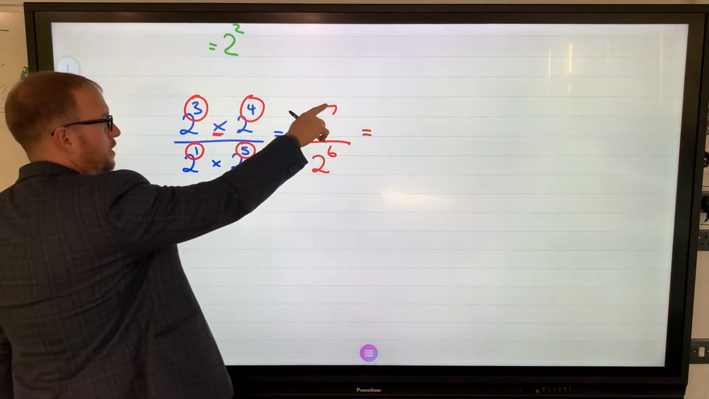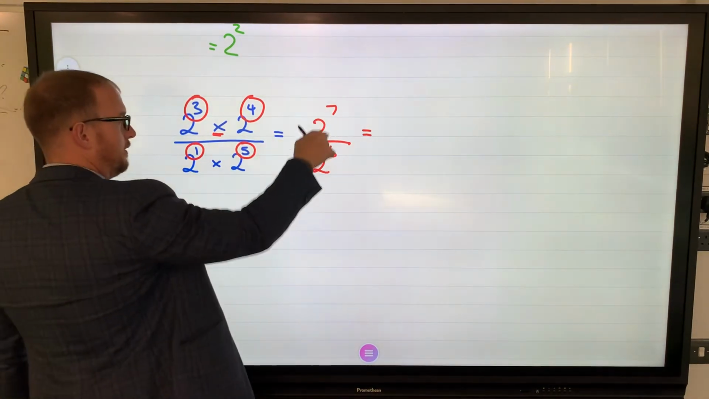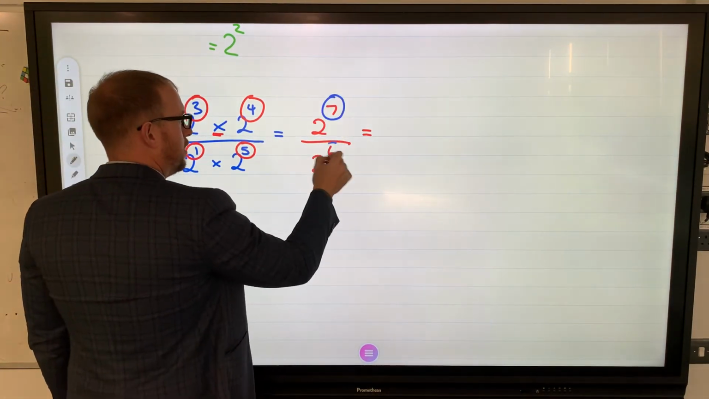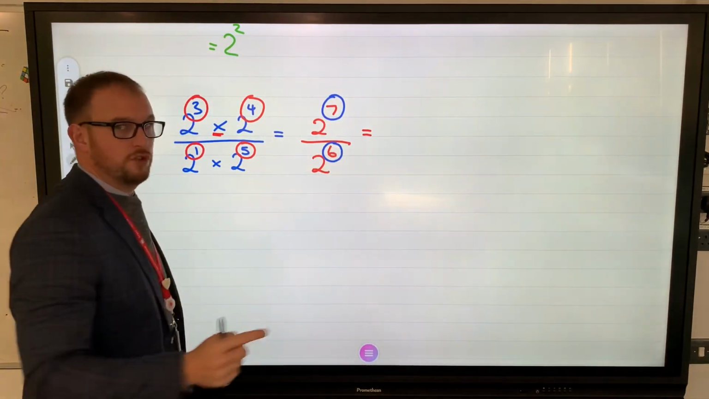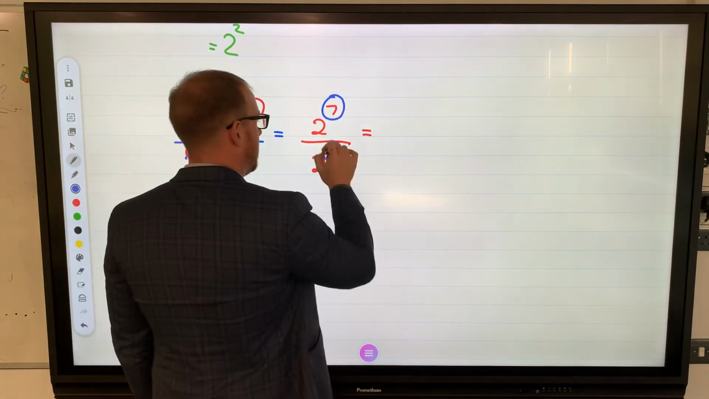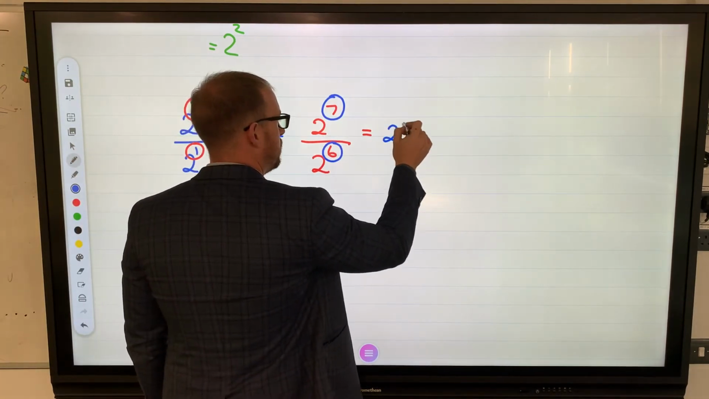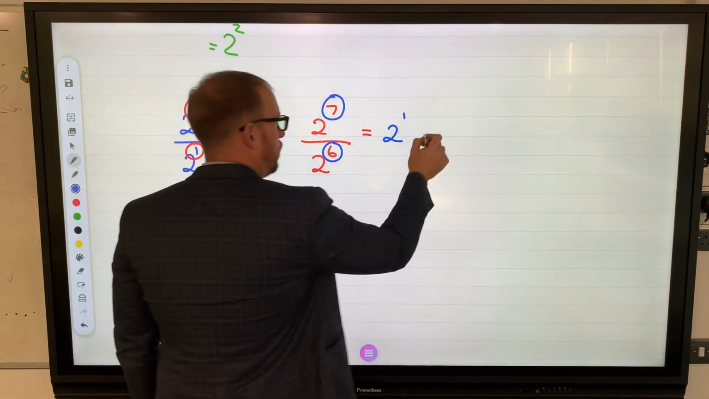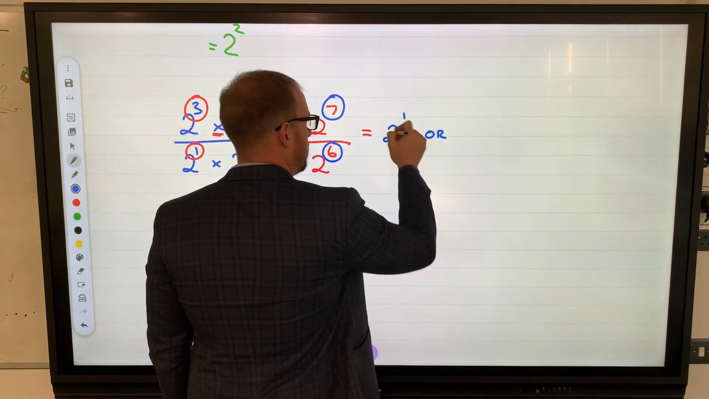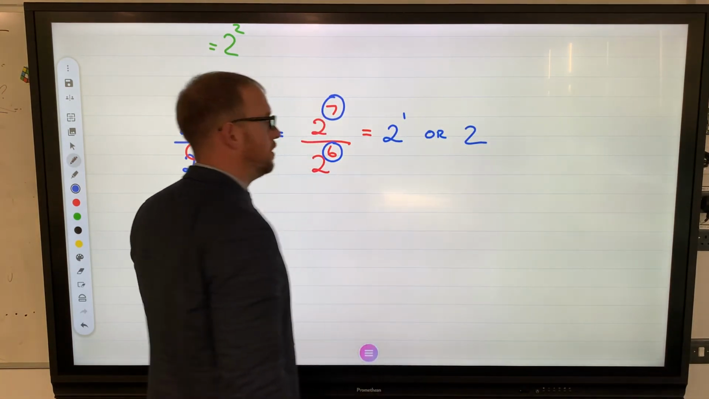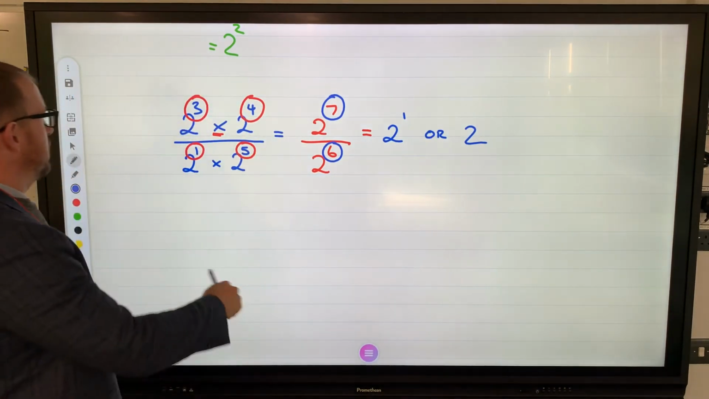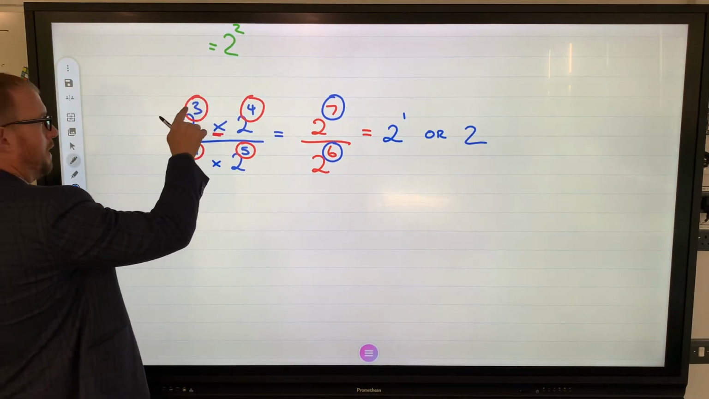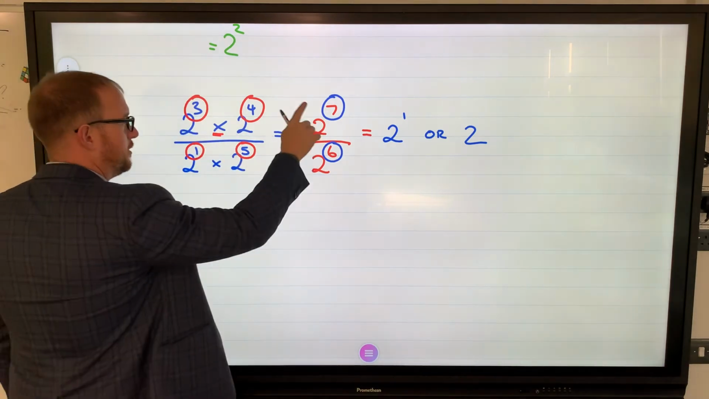So then I've got 2 to the power of 7 divided by 2 to the power of 6. When we divide, we have to subtract the powers. 7 take away 6 is 1, so I've got 2 to the power of 1. Or, you don't need to put the 1 in, you could just have it as 2. Either answer, you would get the mark. So it's multi-step, be careful: multiply, add the powers; divide, you subtract.